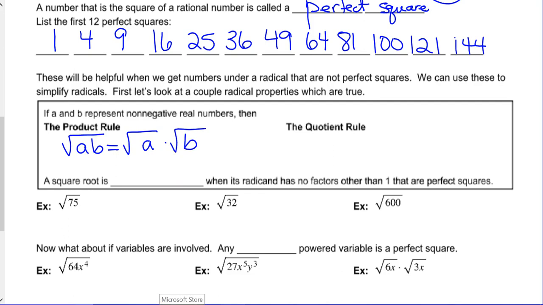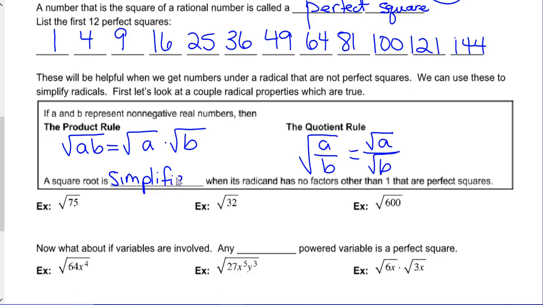The one that I used up top verbally was if I had two things that are divided and have a fraction underneath the square root, then you can look at square rooting each one of those individually. And again, that's going to be very, very helpful for us. Now, a square root is simplified when its radicand, or the number underneath the square root, has no factors other than 1 that are perfect squares.